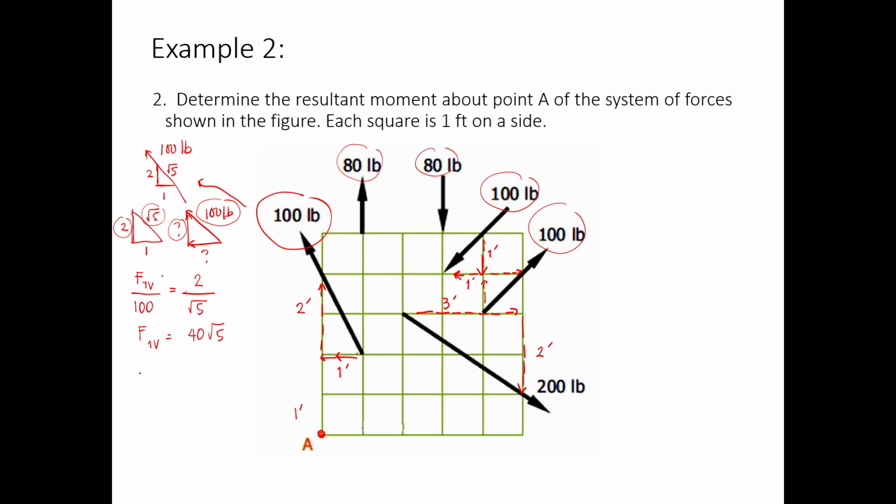Next, you're going to solve the horizontal component, F1h. Again, the opposite side of which is the 1 side. The concept here is ratio and proportion using similar triangles. So 1 over the hypotenuse of the force diagram, 100 pounds, over square root of 5. So F1h is equivalent to 100 divided by square root of 5, so that's 20 square root of 5.